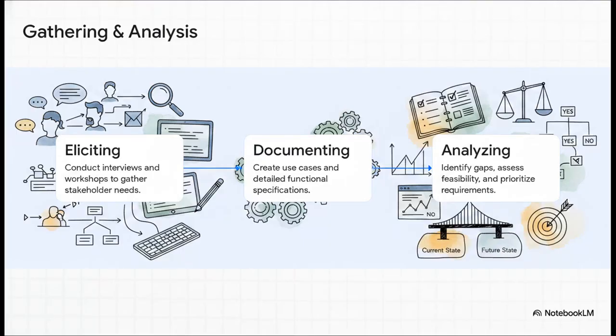Okay, so building a successful solution requires a methodical three-step framework. First up is eliciting. This means you're out there conducting targeted interviews, running workshops, and observing actual workflows to uncover what's truly needed. Second, documenting. You're translating all those discoveries into concrete use cases and detailed specs. And finally, analyzing. This is the crucial part where you identify gaps between the current and future state, assess feasibility, and ruthlessly prioritize requirements based on actual business value.